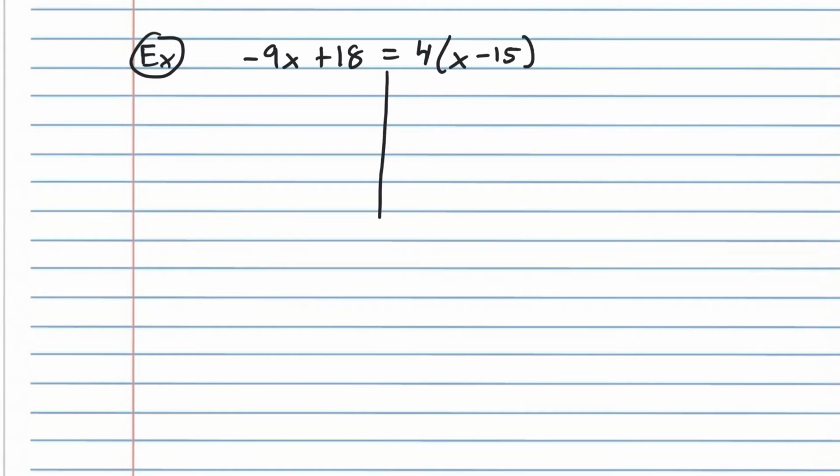Okay? As soon as you look at this question, the thing that should stand out is that you have a distribution. So this is actually tip number 2. Tip number 2 is always distribute and collect like terms first.